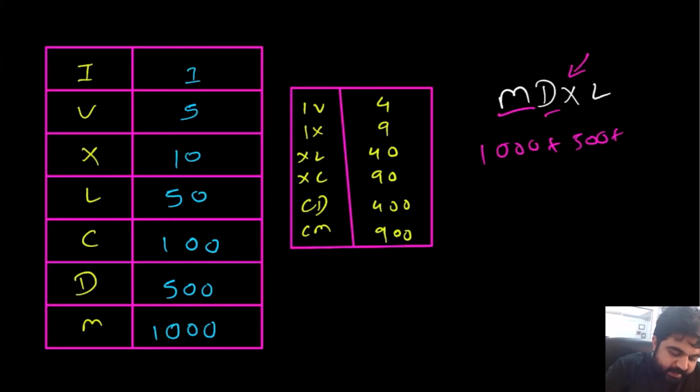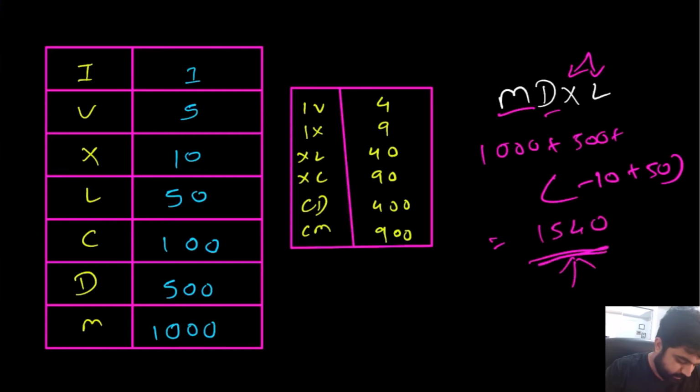But when X and L come, what we will have to do is minus 10 plus 50. So the answer is going to be 1540, and this is how we need to represent it. The logic is actually quite simple if we try to understand.